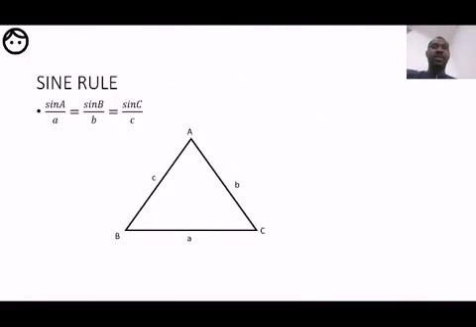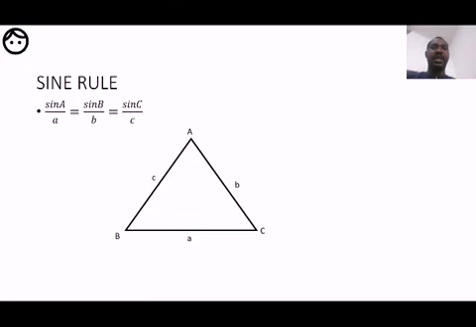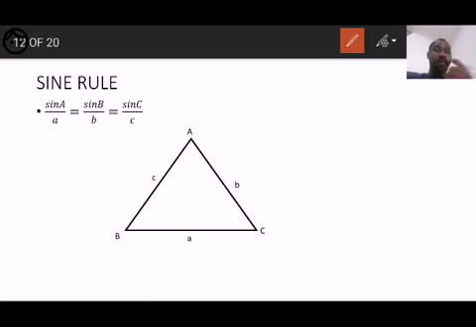So here we are going to be looking at sine rule. Now, in sine rule, we have our triangle. Your sine rule can be used for any type of triangle, whether it's a scalene triangle, right angle triangle, and all that. If you can see our triangle, look at the vertices A, B, and C.